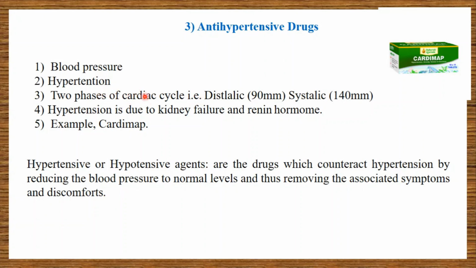Diastolic and systolic: the relaxation and contraction phase. The resting blood pressure for diastolic is 90 mm, and for systolic it is 140 mm. This is considered a standard, normal blood pressure.